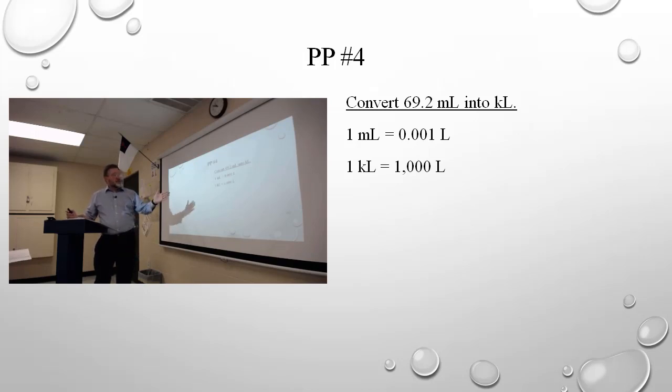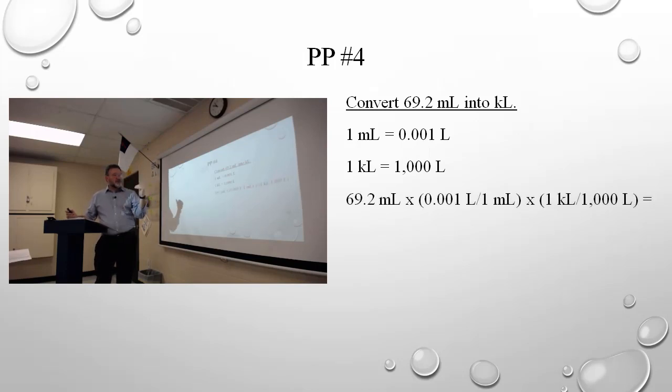So I need to start my conversion with liters over milliliters and then kiloliters over liters, and it looks something like that. Now, if I set up the math right, when I plug it into the calculator, I get an answer that looks like this. So then I ask the question: calculator says this, I'm smarter than the calculator, is that right or not?